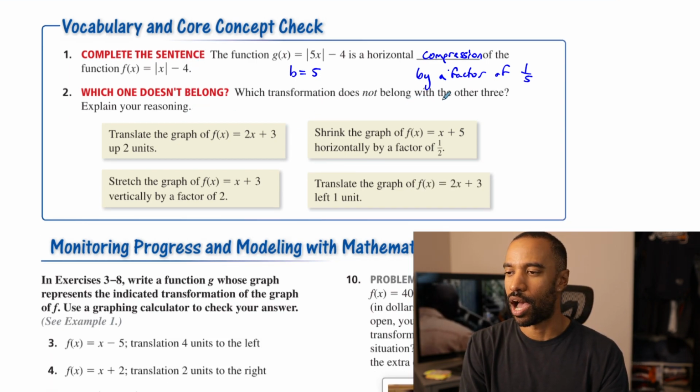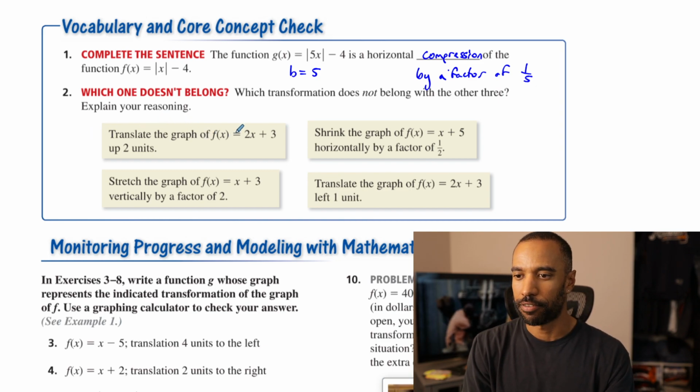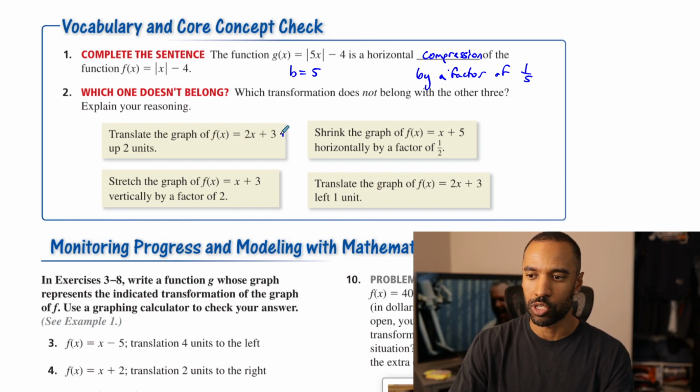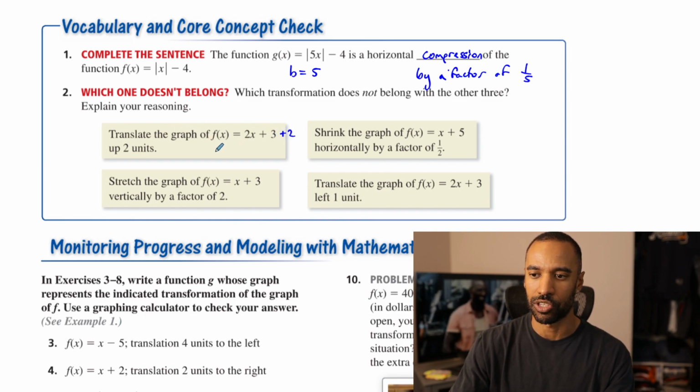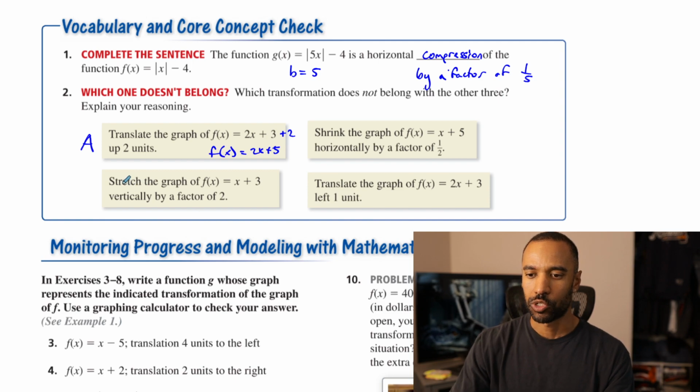Which transformation does not belong with the other 3? Explain your reasoning. All right, translate the graph of f of x equals 2x plus 3 up 2 units. If we do that, that means we're going to make this thing 2 bigger than it is on y, so it'll be f of x equals 2x plus 5. Let's call this our A and compare it to the others. Next one down here.